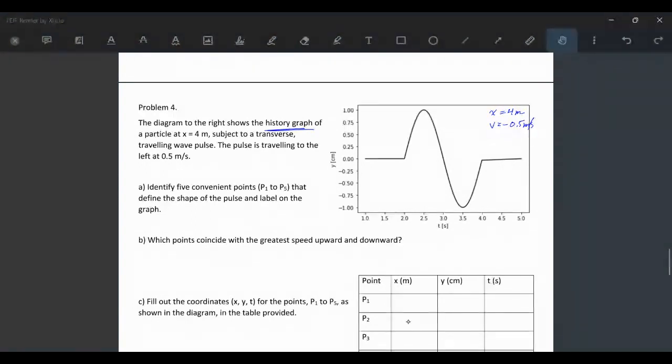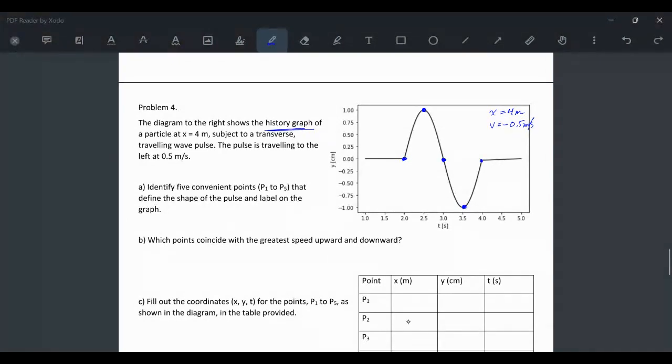We have y in centimeters, we have t in seconds. So we weren't told it was a history graph, but we can still deduce that it's a history graph. We're going to go through and label 5 points that help us define the curve. And what I said before, we were going to try and find the minimum number, I think.